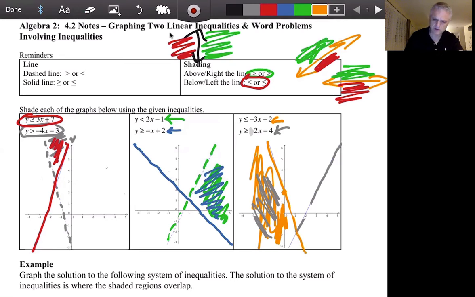But the other region, this region over here, has both gray and orange answers. Okay, it has all the solution points. Every point in this lovely interval here is a solution to both of these graphs, okay, both of these inequalities.